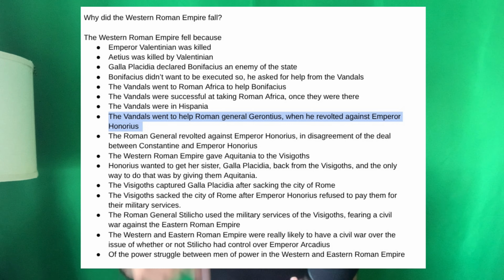Well, that brings up the following reason why the Western Roman Empire fell: because the Vandals went to Hispania to help the Roman general Gerontius on his revolt against Emperor Honorius. Gerontius was a Roman general who revolted against the Emperor Honorius. And when he did that, he didn't have enough soldiers. What do you do when you don't have enough Roman soldiers? That is right, you ask help from barbarians. And that's what Gerontius did. Gerontius asked help from the Suevi, Alans, and Vandals. So he asked for help from a couple of people, if I remember correctly.